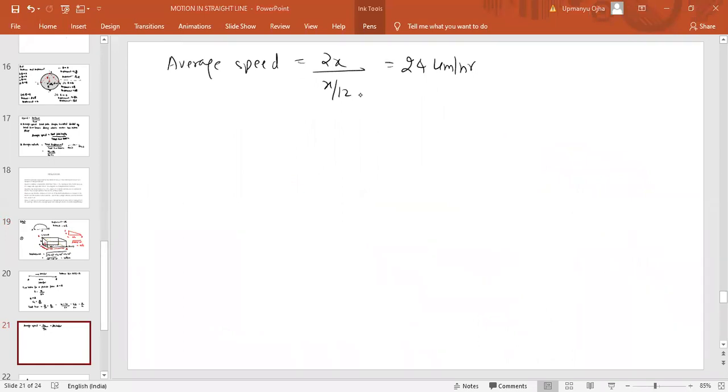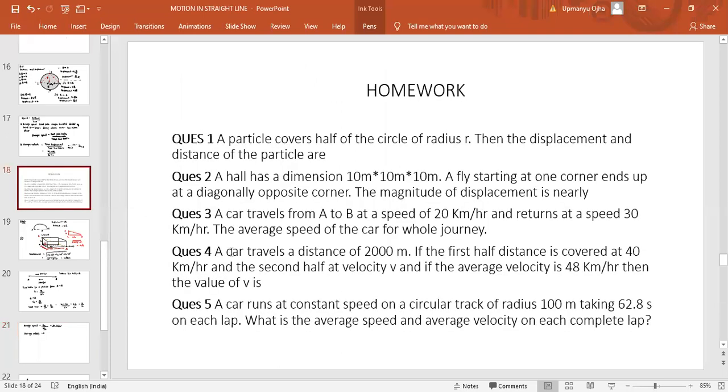Why would it be 0? Because the displacement of the particle is 0. Yes, because the particle again reaches the same position, so final position minus initial position would be 0. So the answer would be 0. Average velocity would be 0. Okay. Now question number 4.